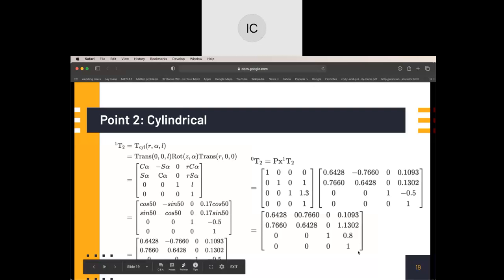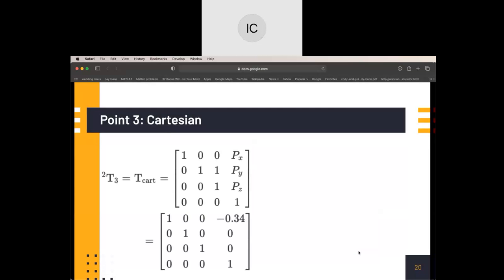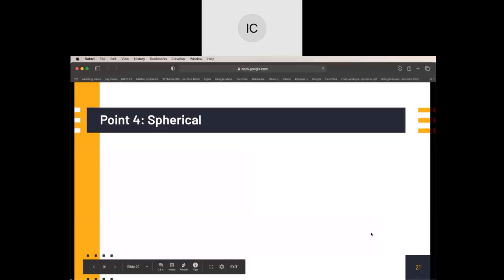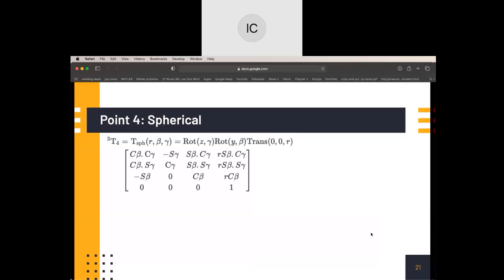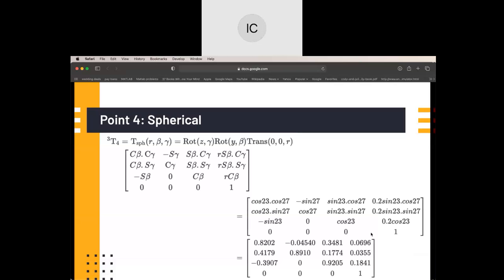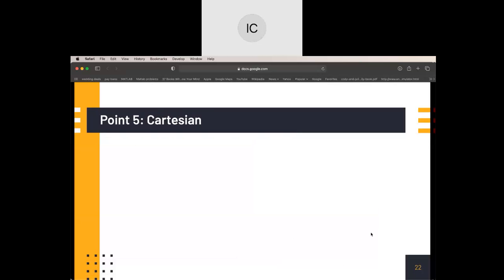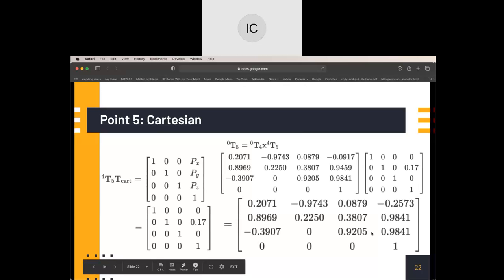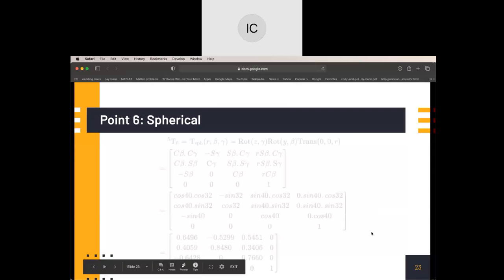point. So here, point 3 performs as Cartesian. We're moving negative 0.34 meters along the x-axis. And again, we're taking the value from the previous slide and we're multiplying it to come up with an entirely new matrix. Moving on to point 4, which performs as spherical. The movements here are 0.2 meters along the z-axis. We're rotating 23 degrees about the y-axis and 27 degrees about the z-axis. And we're taking this final bottom right-hand matrix and moving on to point 5, which performs as Cartesian. And the movement here is 0.17 meters along the y-axis. And here's our final matrix. Moving on to point 6, which performs as spherical.